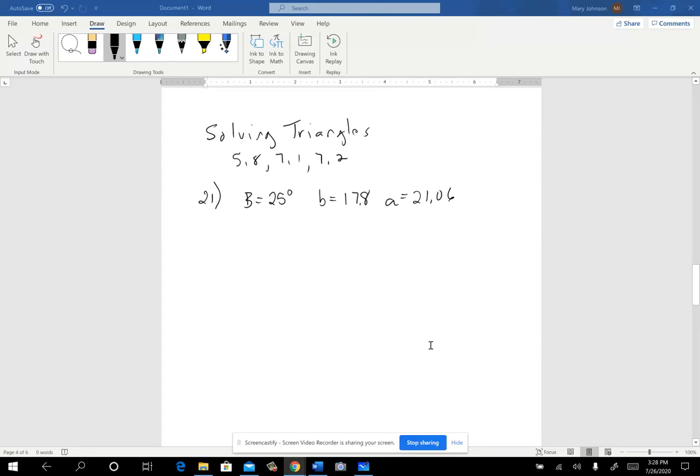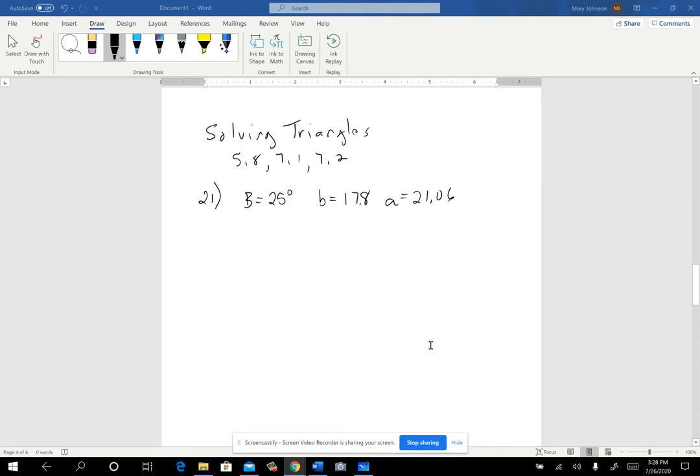Okay, in this video, I'm going to be looking at solving triangles. That's 5-8, 7-1, and 7-2. Here, you really need to watch it. This was hard material, and I never was quite confident that you really thought through things like you needed to. You have to be careful about whether you actually have a right angle or not.